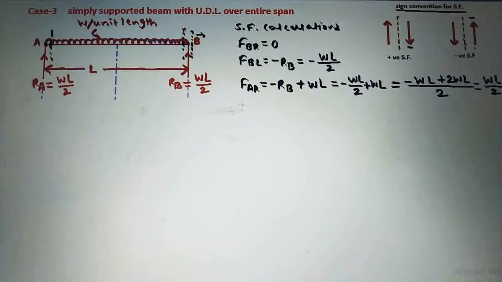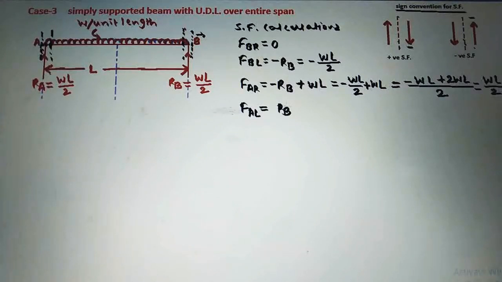Next we will take the shear force at a section just left of A. See here, this is the section which is just left of A. See on the right side, first is RB. So we will take here RB.